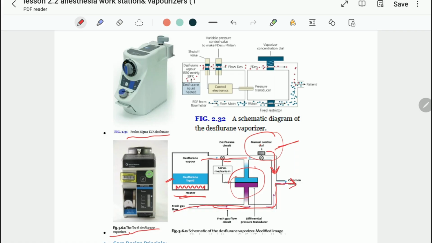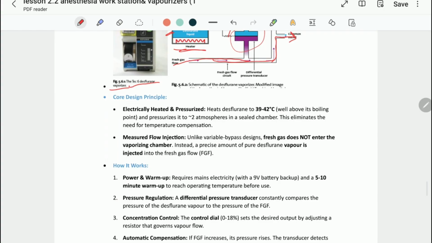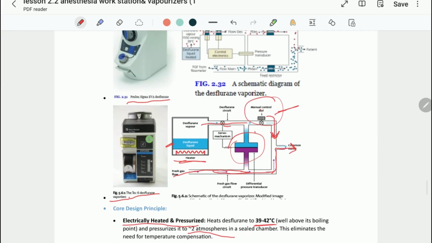The fresh gas flow will come out of the common gas outlet. The core design principle of a desflurane Tec 6 vaporizer is that it is electrically heated and pressurized, which heats desflurane to 39 to 42 degrees centigrade, well above its boiling point, and pressurizes it to 2 atmospheres in a sealed chamber. Here, there is a pressure of 2 atmospheres.